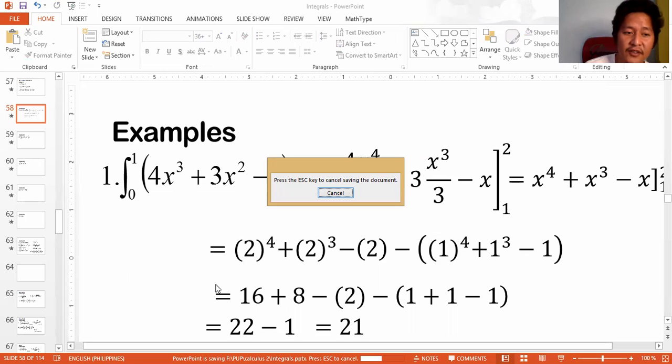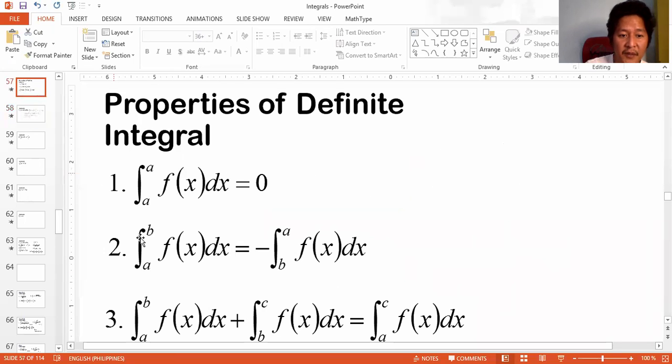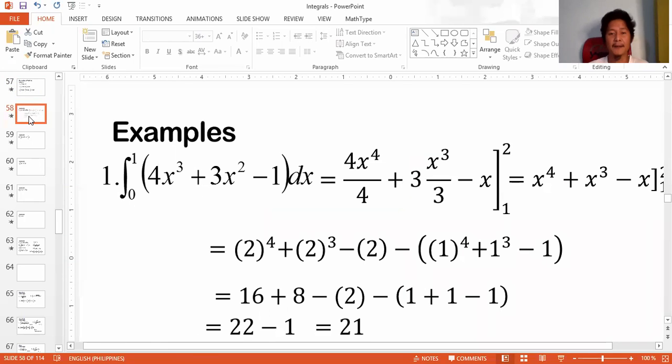Pag napagbaliktad yun, ibig sabihin, mamamali na yun because the result will be the negative of the correct answer. Kasi pag pinagpalit mo yon, if you would recall, dun sa ating properties, pag pinagpalit natin yung ating lower and upper limit, the result will be the negative of the integral already, or the negative of the definite integral. Okay? Okay po, sir. May tanong pa po ba? Wala na, so isa pa.